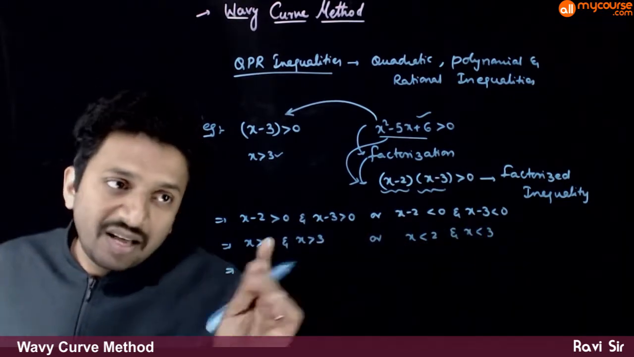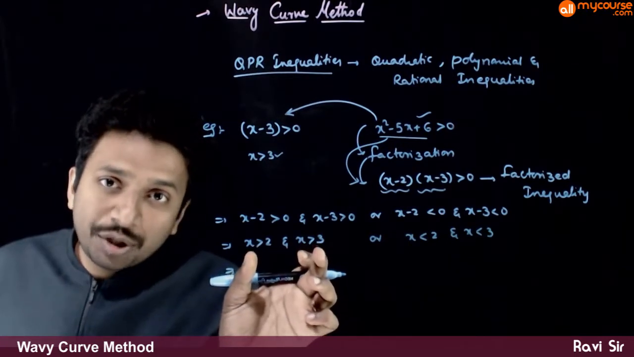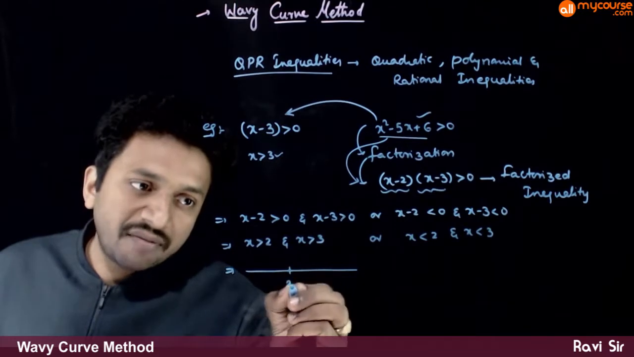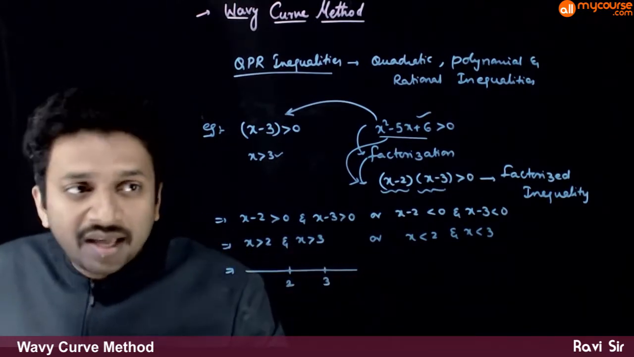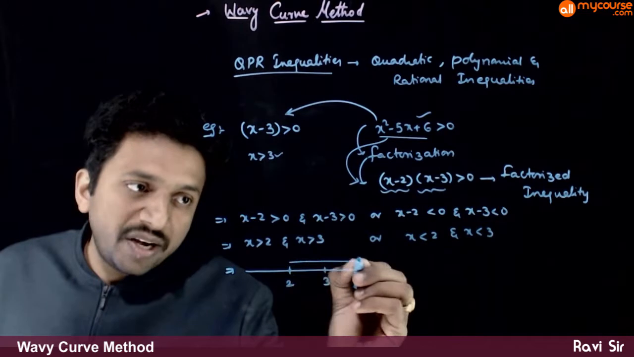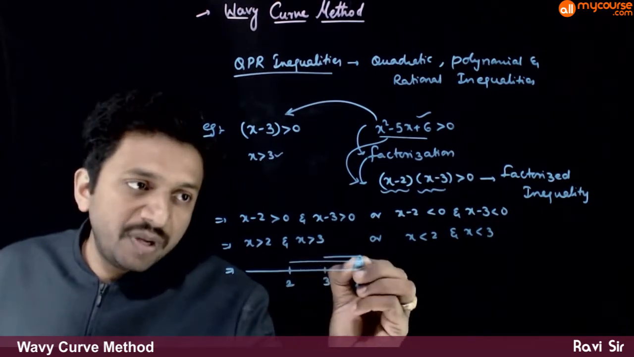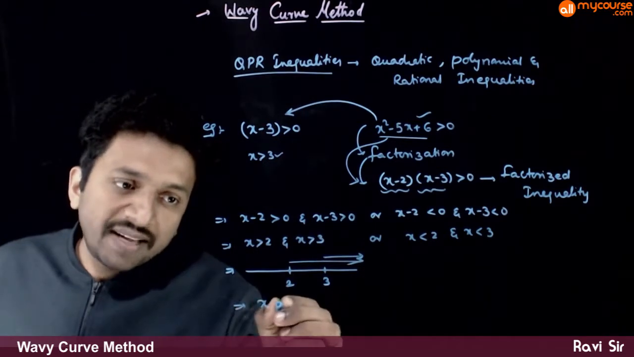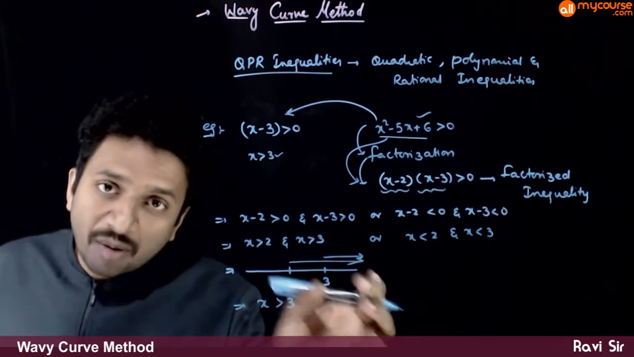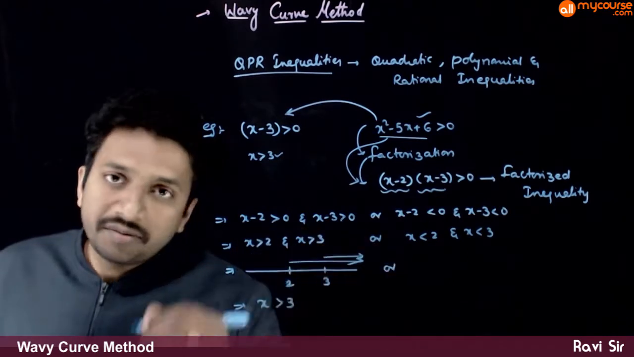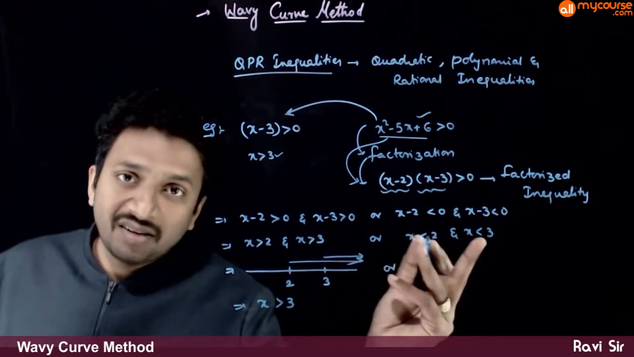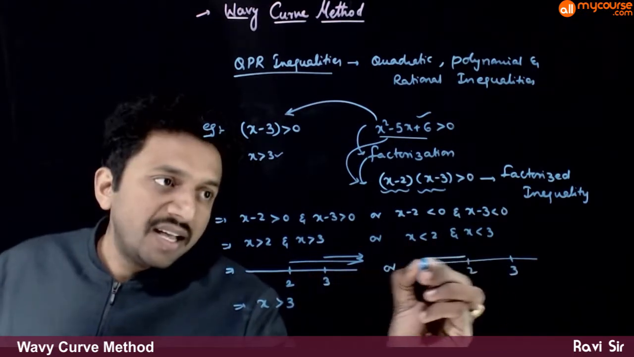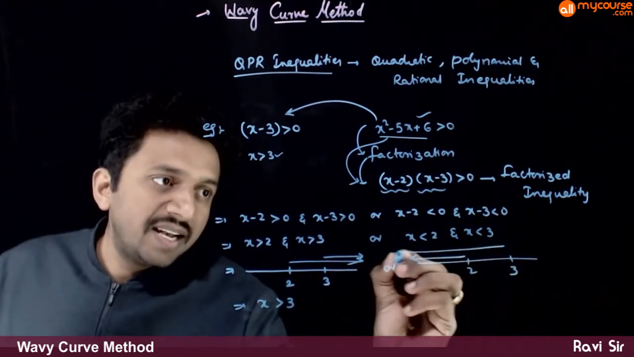I'll plot this solution on a real number line. If you have a 2 and a 3 on the real number line, one solution says that x should be greater than 2. The other says that x should be greater than 3. So what is the common solution for this? x is greater than 3 is the common solution. Or, if you take the next solution, it says that if you have 2 and 3, x is less than 2 and x is less than 3.